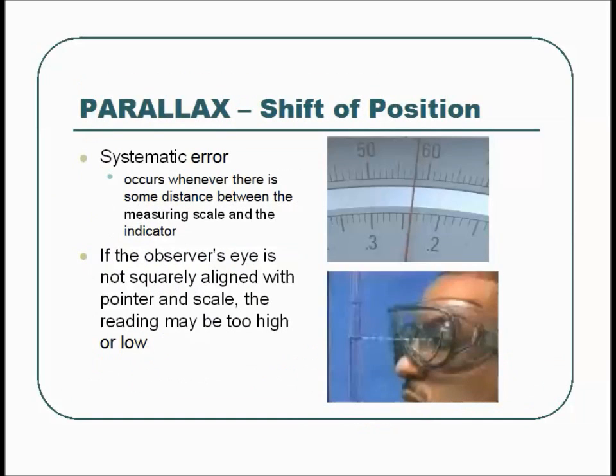The shift of position is a systematic error, and this is called parallax. You eliminate parallax when you get down eye level with the graduated cylinder and read along that line, read the meniscus right there. Also, if you're reading, for example, this scale, you should read directly on top of it like this instead of from the side. You'll get a better reading and eliminate that parallax error, that shift of position.